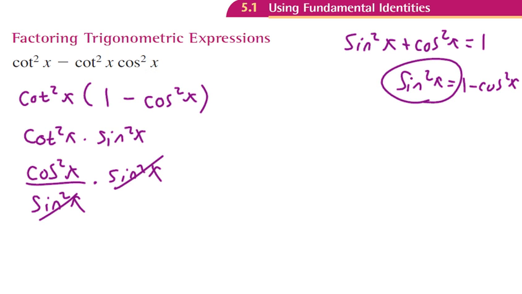And see what happens there? Now all we have is cosine squared of x, which is much simpler than what we had up there. So that is it.